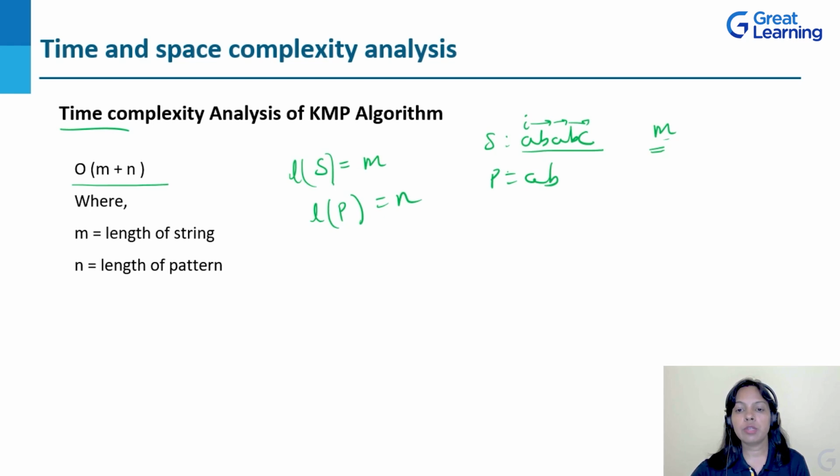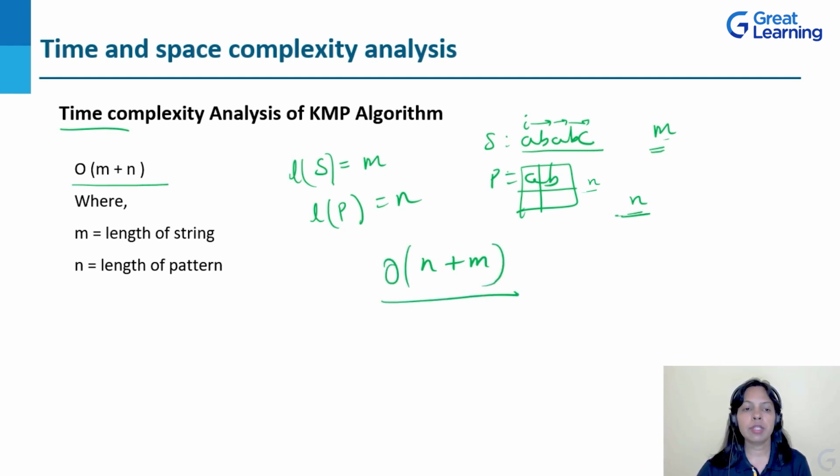And for the pattern, to construct the prefix table, we have to scan each character of the pattern once, right? So if there are n characters here, the time taken to create this prefix table will be n. Now combining these two, it will be n plus m. So big O of n plus m is the time complexity for KMP algorithm.